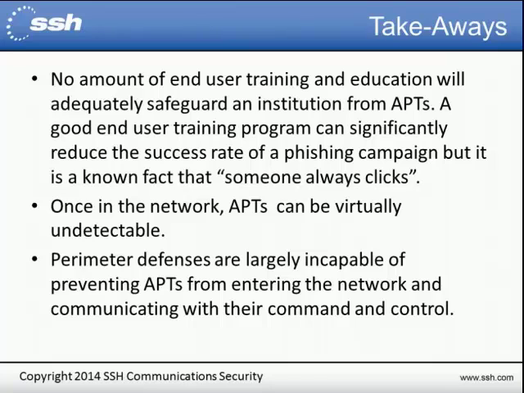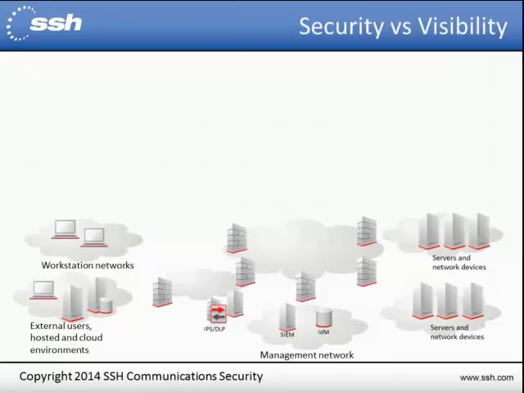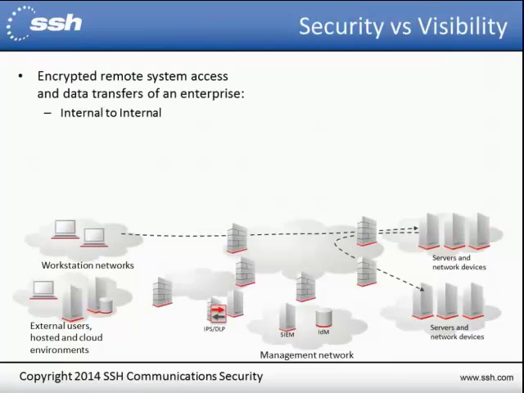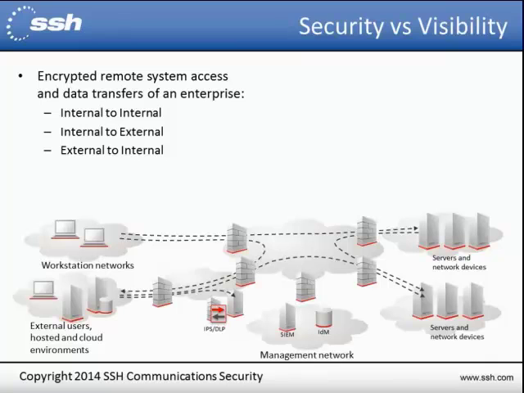Perimeter defenses are also largely incapable of preventing an APT from entering the network because typically they're done under the guise of an authorized activity. And once they're there, it's very difficult for perimeter defenses to stop them from communicating with command and control. To a large extent, that is due to the issue of encryption. So we have an issue which is basically summed up as security versus visibility. There are legitimate requirements for encrypted connections, both internal to within a network, from inside a network to an external location, and external to internal.